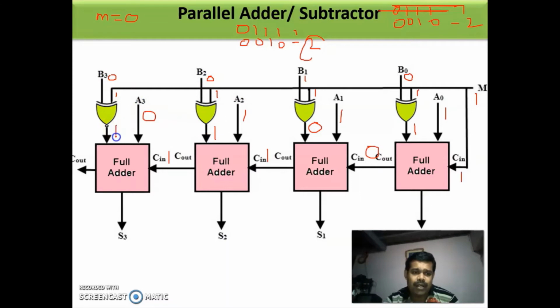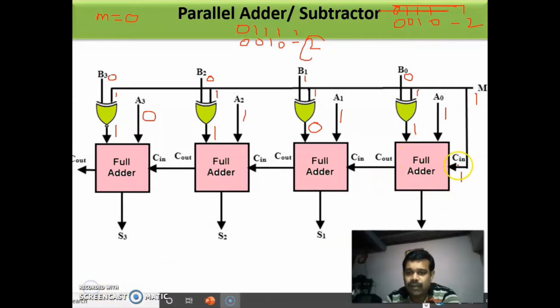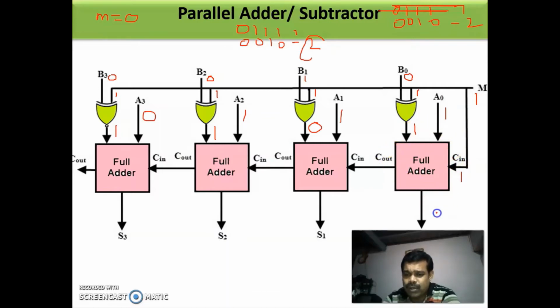Here 0, here 1. Now 1 plus 1 plus 1 is 1, 1. So we'll be getting 1 here and carry 1 here. Again 1 plus 1 plus 0 is 1, 0, carry 1. 1 plus 1 plus 1 is 1, 1. Then 1 plus 0 plus 1: 1 plus 1 is 1, 0.